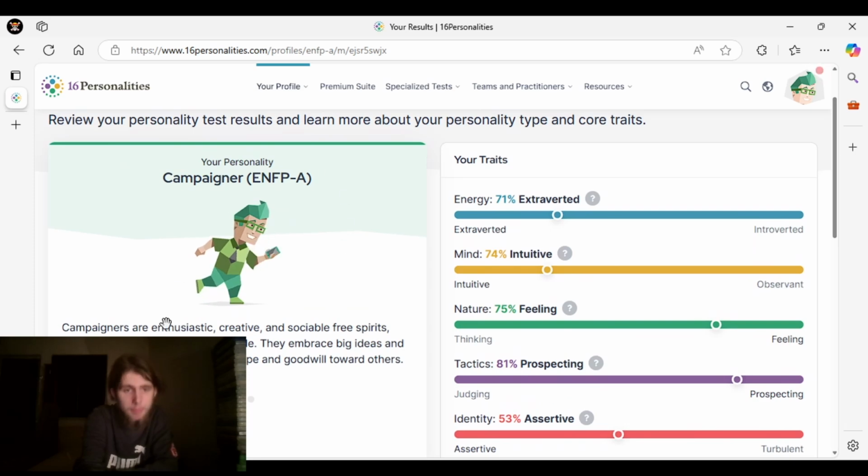But yeah, as you can see, my personality type is an ENFP. Done it 3 times. Got ENFP 3 times. If I've gotten it 3 times, then there is no coincidence. So campaigners are enthusiastic, creative, social, free spirits who can always find a reason to smile. Here's the extra bit that wasn't described in the other one, which is they embrace big ideas and actions that reflect their sense of hope and goodwill towards others.